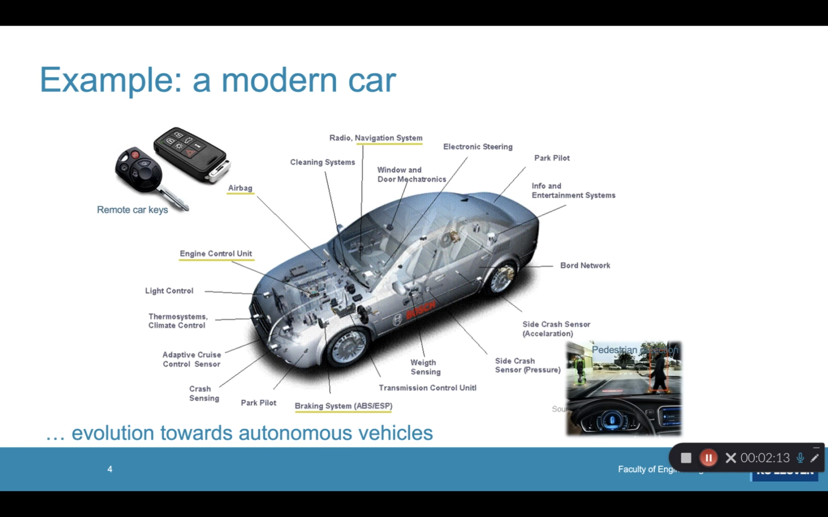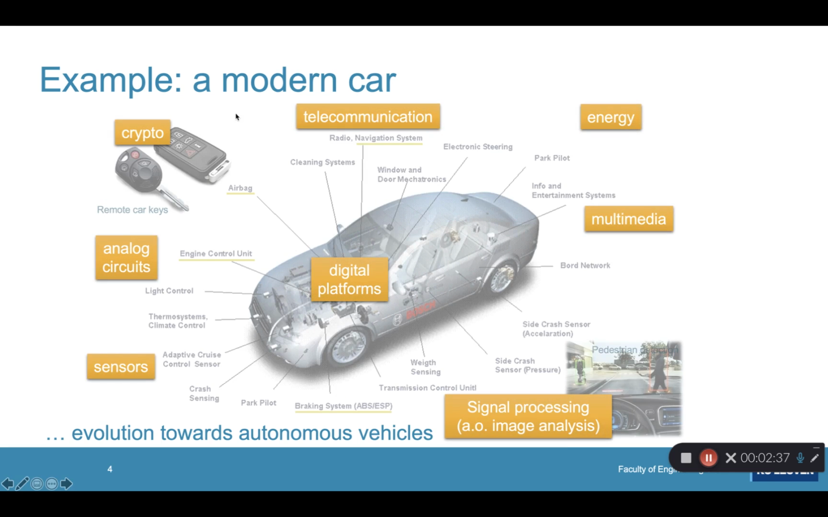As a first practical example, we see here a modern car. Modern cars are equipped with a lot of processors and electrical circuits in order to control the car and to optimize its performance. In the courses of our master program, you will learn about several aspects that are important for these cars. For example, in the crypto course, you will learn how to secure digital applications, which in a car are important to make sure that the car does not get stolen.